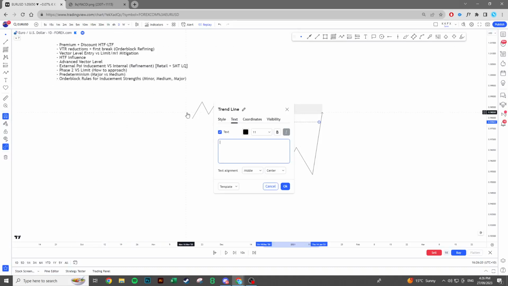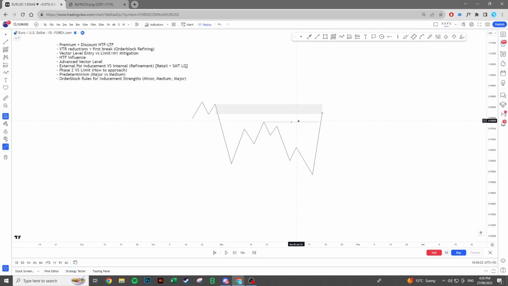Like it says here, predeterminism. So we call this X. What does X mean? Remember, it's undetermined. Undetermined because we don't know whether it's major or medium yet, right? So what will we see in a medium inducement pullback circumstance? What we'll be seeing is a predetermined POI form, okay? So what will usually happen is we will induce into that and hit and then continue. That'll be our medium. That means this is a counter trend inducement pullback trade back to that medium.